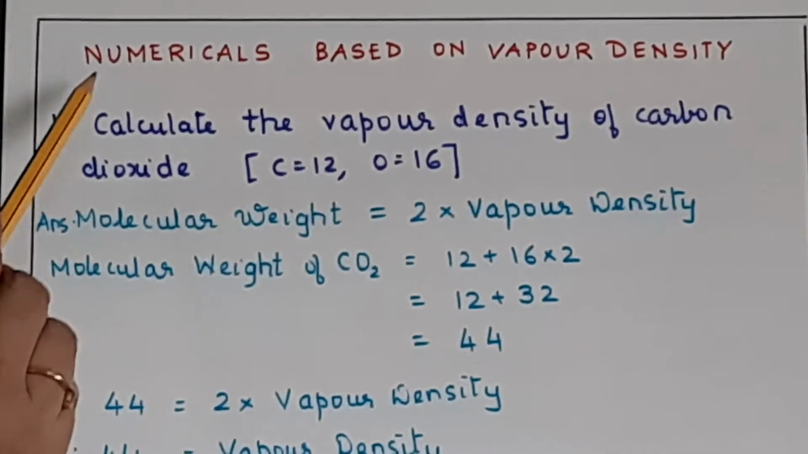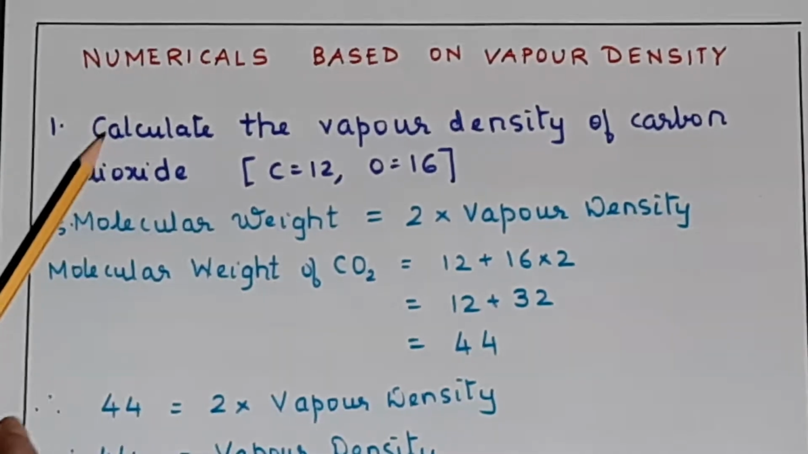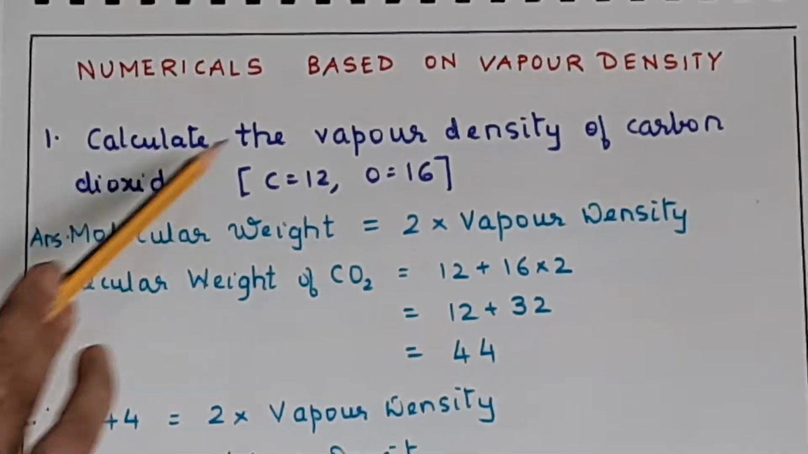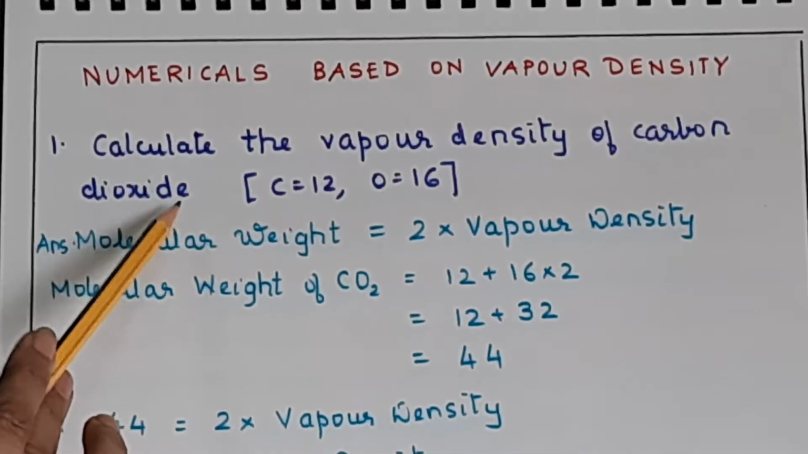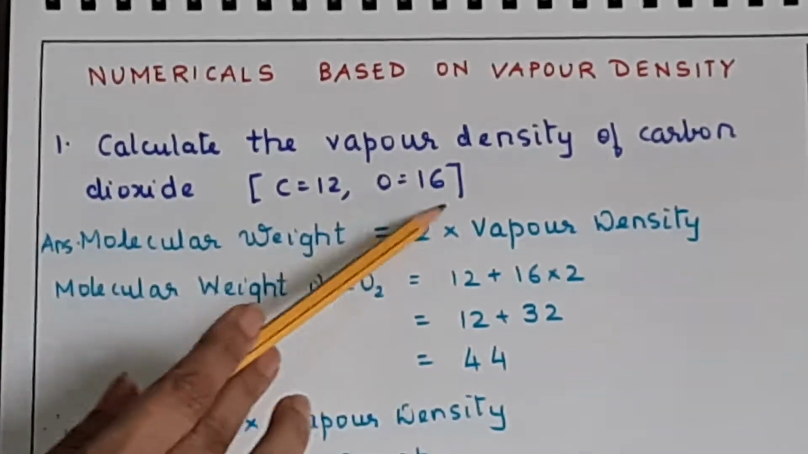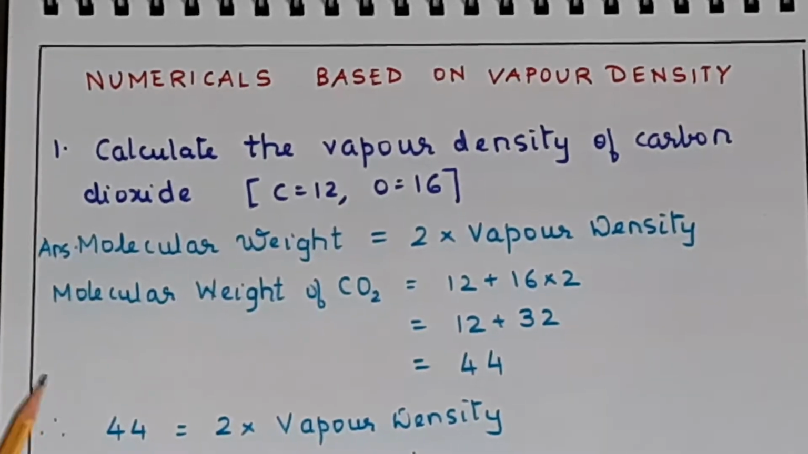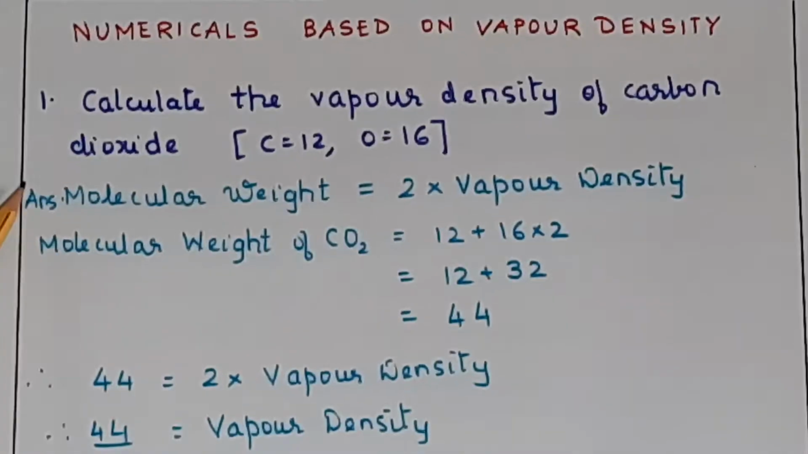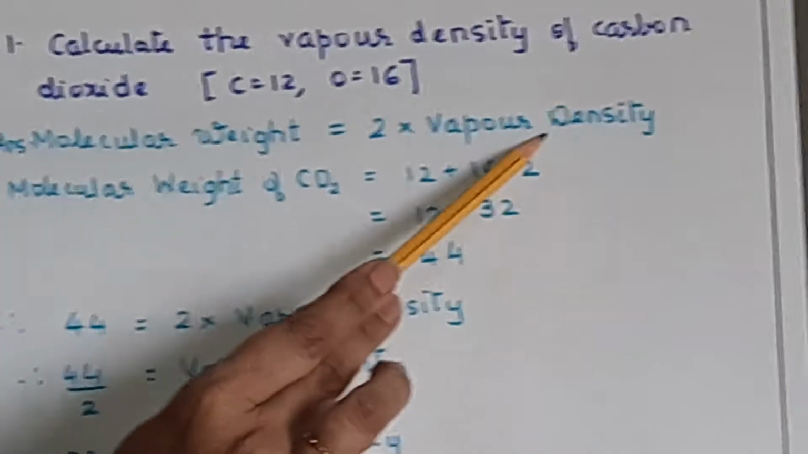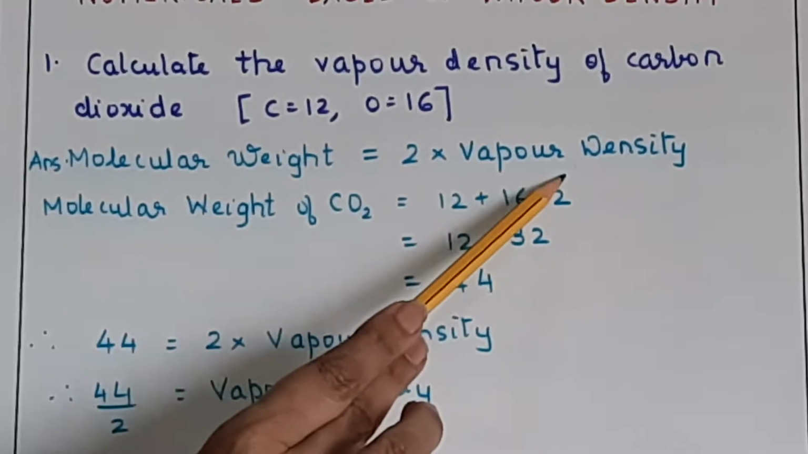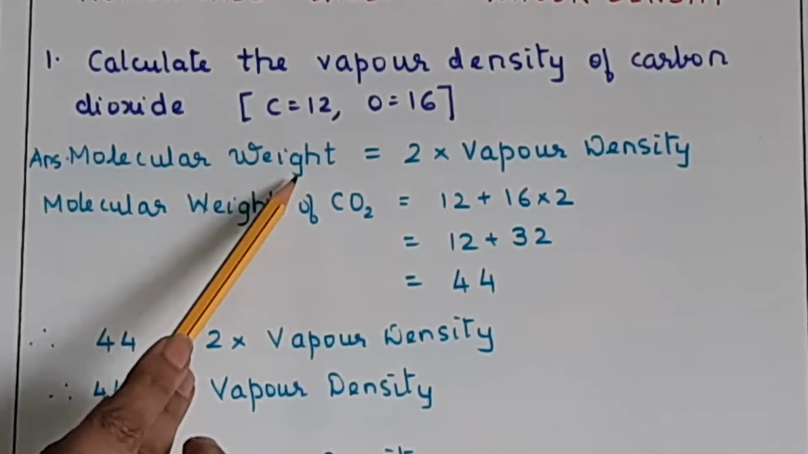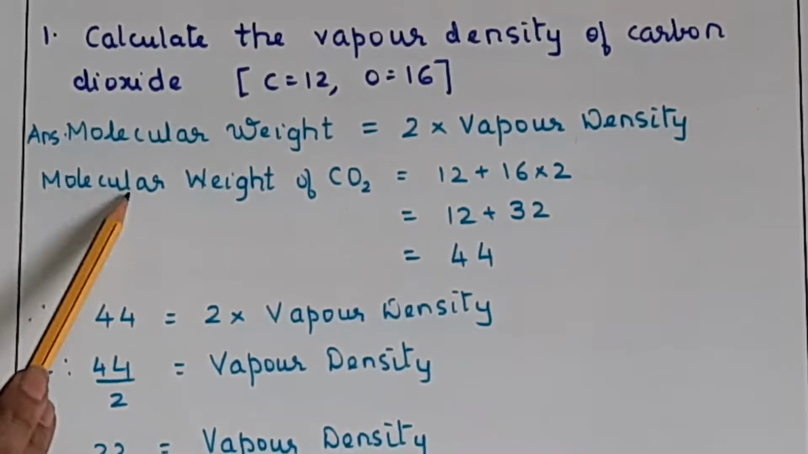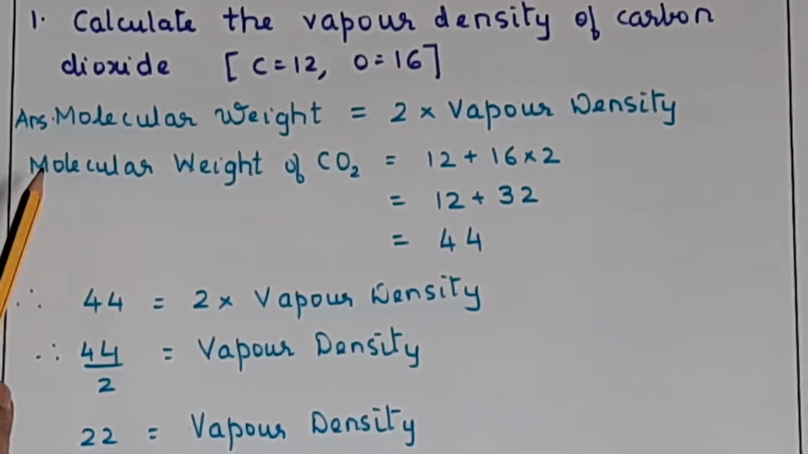Now numericals based on vapor density first. First is calculate the vapor density of carbon dioxide. Given C12, O16. Atomic weights will always be given to you. Now we'll have to make use of the first formula. Molecular weight is 2 into vapor density. Now we have to find vapor density. You know how to find molecular weight. So the first step will be to calculate the molecular weight of CO2.